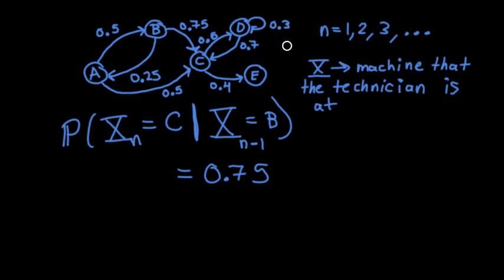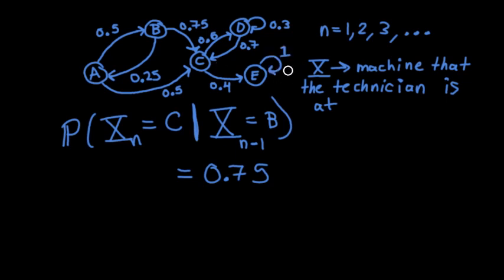Wait, what's that up there? Great question. This is called a self-transition. So given that the technician is at machine D, there's a 30% chance that the next machine the technician is going to fix is machine D. So basically the technician fixes the part that he came to fix, and then another part in the machine breaks down. So he's right back there at machine D. And if that doesn't happen, there's a 70% chance that he'll go to machine C.